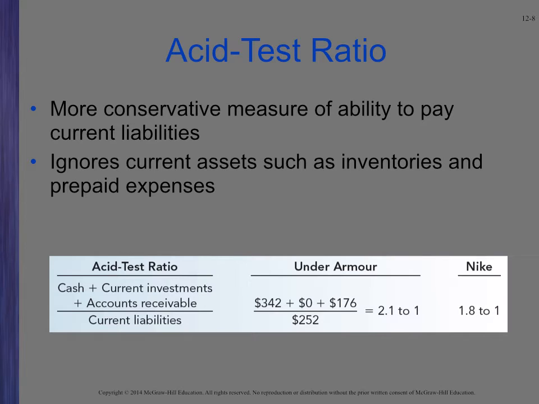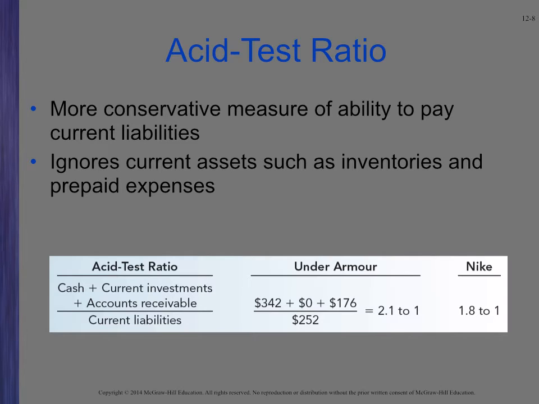This illustration shows the calculation of the acid test ratio for Under Armour and Nike. Under Armour's acid test ratio is 2.21 and compares favorably with Nike's ratio of 1.8 to 1. This means that both companies appear to have more than enough liquid assets available to pay current liabilities as they become due. Both companies are good in terms of liquidity.